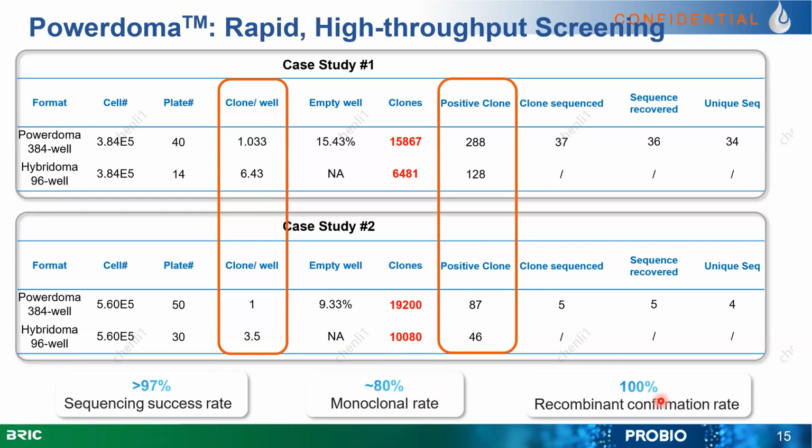So to put it in simple words, the majority of those identified candidates from the supernatant screening step can be verified as true positive binders or functional candidates after purified recombinant antibody confirmations.